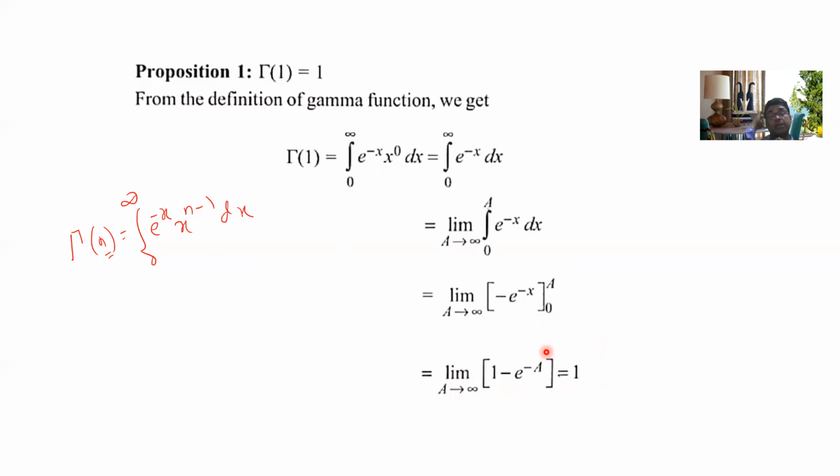So it is clear that gamma 1 is equal to 1. This is also a very important property. Sometimes you can see the question, prove that gamma 1 is equal to 1. Basically what we are doing here is that n is equal to 1. Then you substitute the value n equals 1 into the gamma function. Then a simple integration is there. By using simple integration, you can prove that gamma 1 is equal to 1.